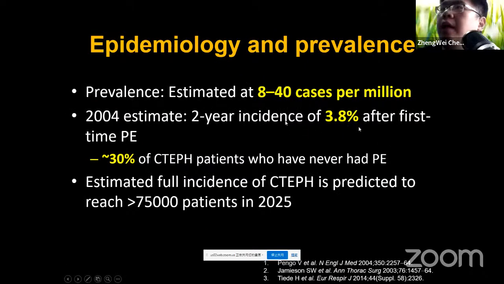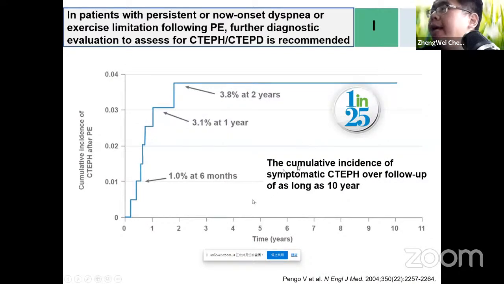As to the epidemiology, the prevalence of CTEPH is estimated at about 8 to 40 cases per million. The 2-year incidence after first-time pulmonary embolism was 3.8%, and around 30% of CTEPH patients have never had pulmonary embolism. In 2025, the estimated number of CTEPH patients is more than 75,000. The cumulative incidence of symptomatic CTEPH after pulmonary embolism increased up to 3.8% at 2 years and can continue for as long as 10 years. As a result, in patients with persistent or new onset dyspnea following pulmonary embolism, further evaluation for CTEPH is a class 1 recommendation.